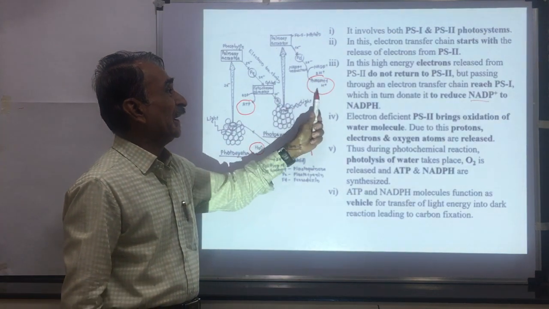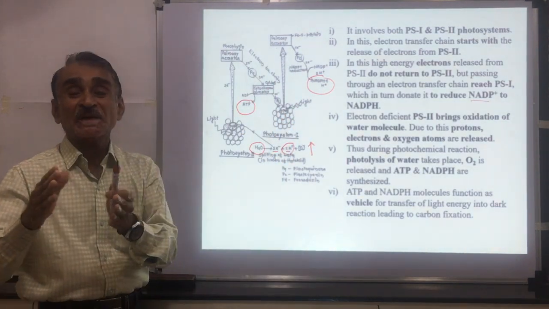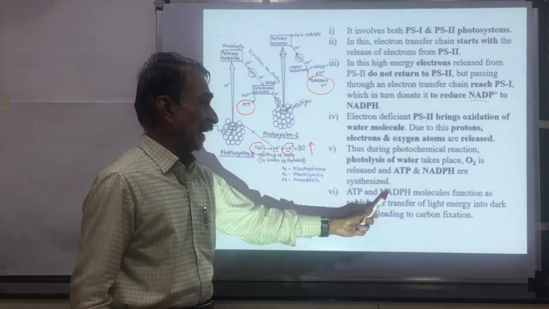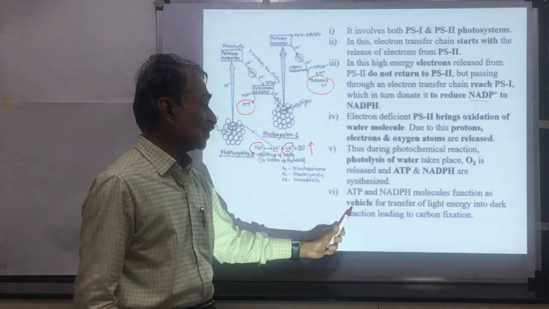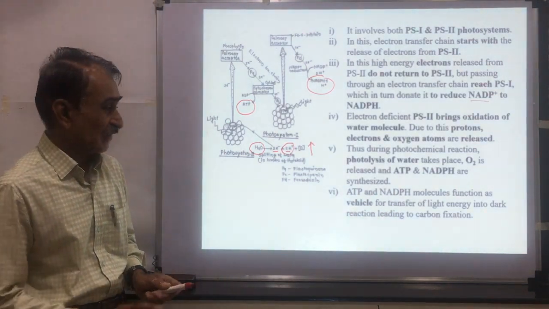There is formation of NADPH, which is a reducing power, which is used for the reduction of CO2 in the dark reaction. ATP and NADPH molecules function as vehicles for transferring the light energy into the dark reaction.